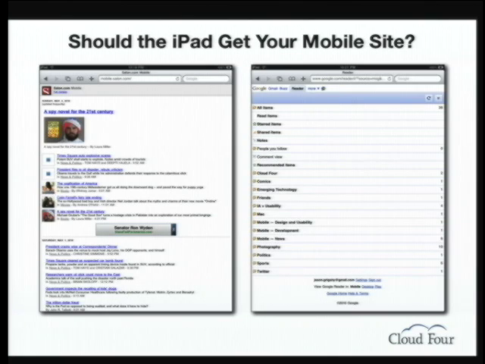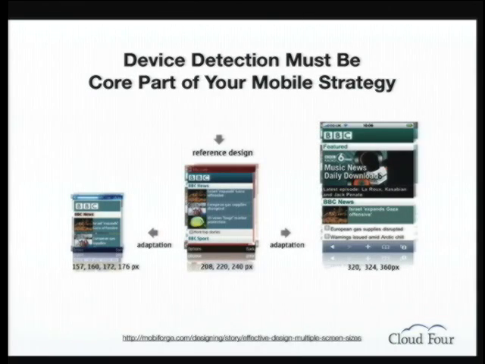Which sort of brings me to this point, which is that I think that device detection has to be a core part of people's mobile strategy. And it's going to be more critical going forward. And I know that this is a contrarian view to another set of people who are promoting this idea that we should be providing one set of content to people and then using things like CSS media queries to provide different versions of this.